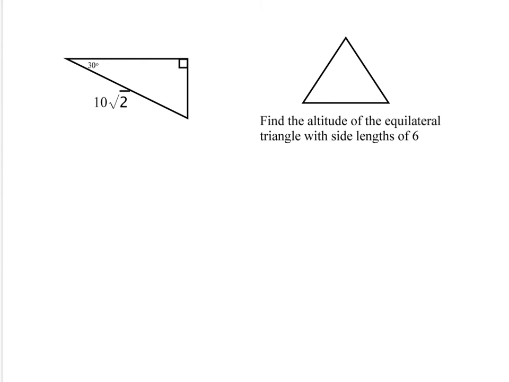Okay, in this problem, I have another 30-60-90 right triangle. So this is my x side. This is my x root 3 side, and this is my 2x side. So now I know that 2x is equal to 10 root 2. I'm going to divide by 2 on both sides. I get x. x is equal to 5 root 2.